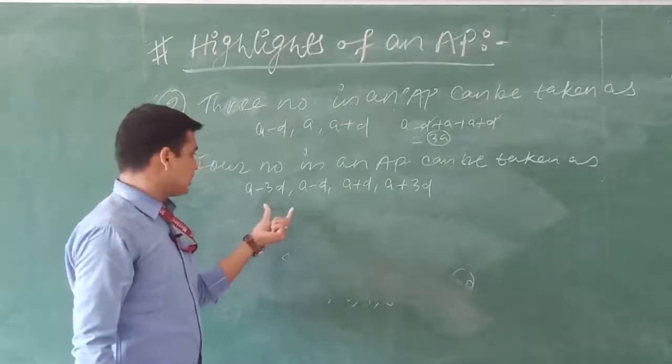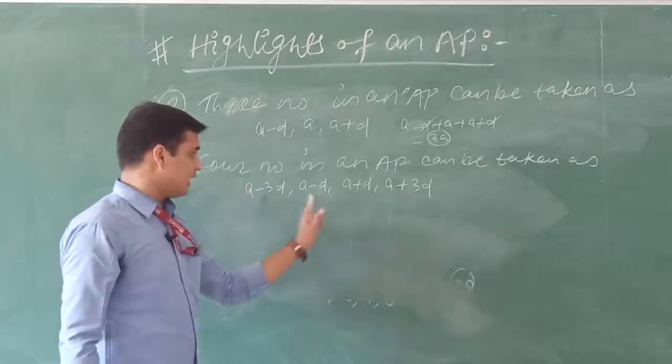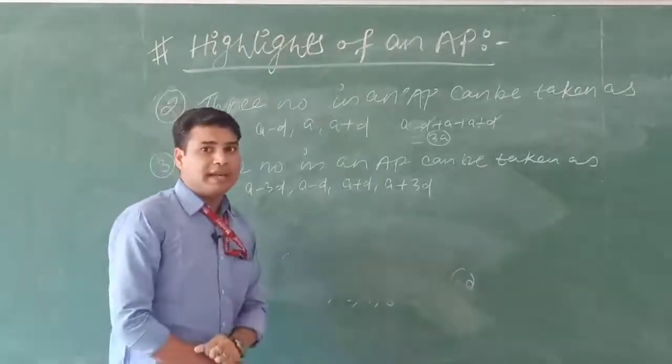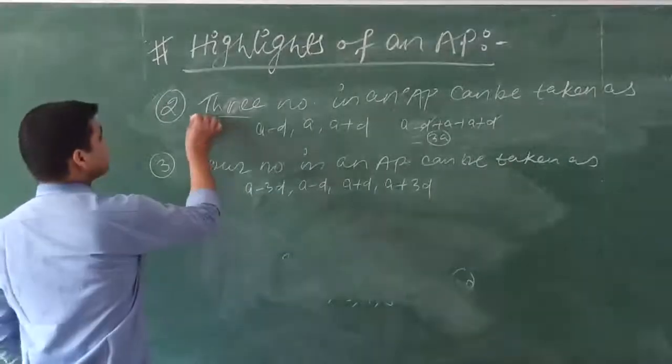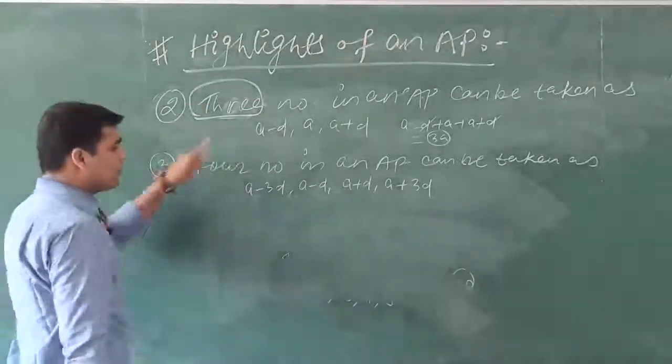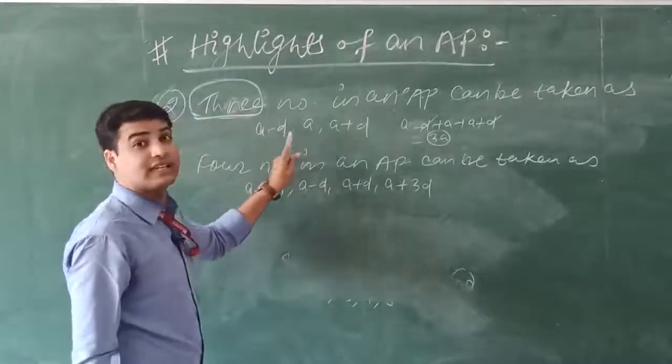So it is very important to remember A minus 3D, A plus 3D, A minus D, A plus D. But how to memorize this? It's very simple. See this here, three numbers we are taking here. Three numbers means 3 is odd, so we need to check here that the difference should be odd.